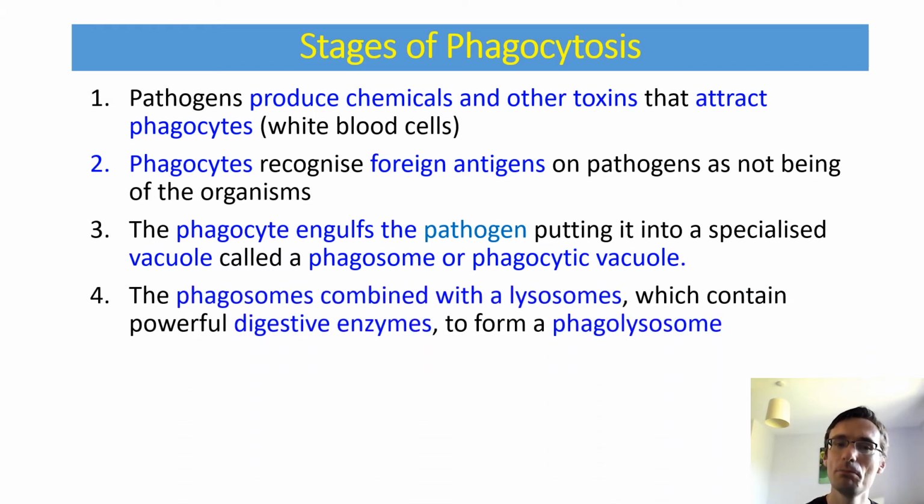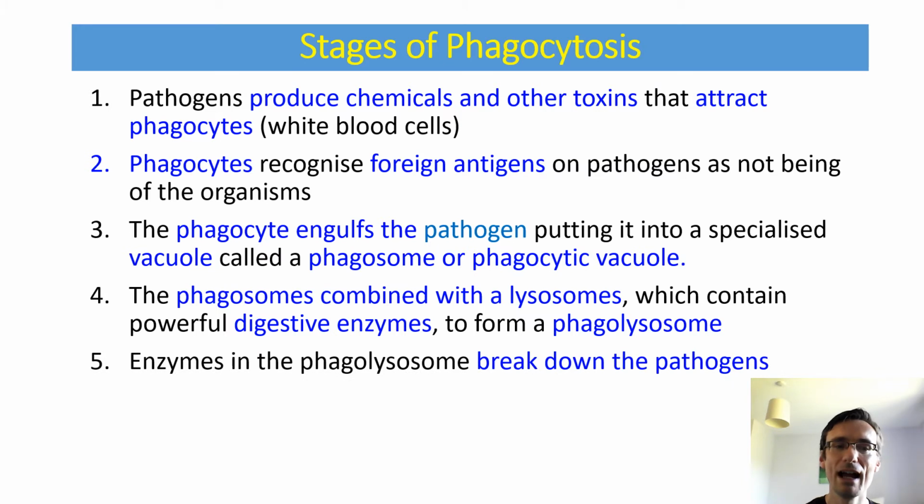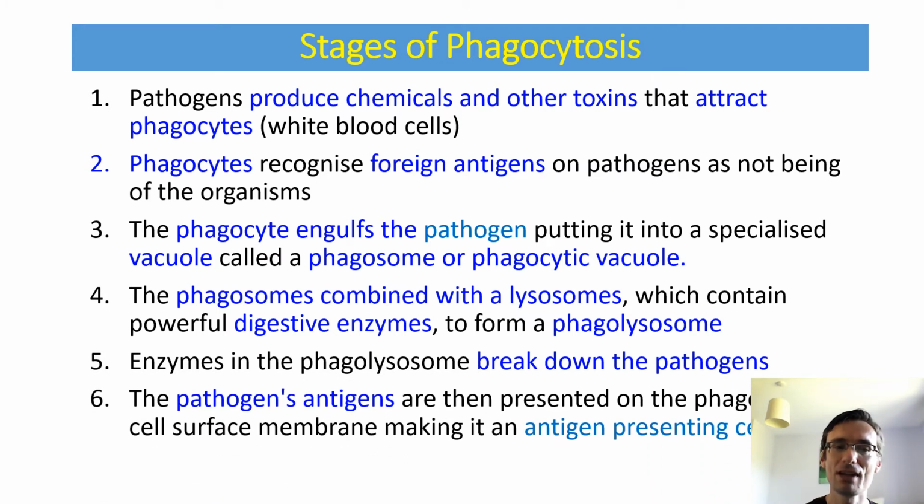The phagosome combines with the lysosome, which contains powerful digestive enzymes, forming a phagolysosome. Then the enzymes break down the pathogen, and the pathogen's antigens are presented on the cell surface membrane of the phagocyte, making it an antigen-presenting cell.